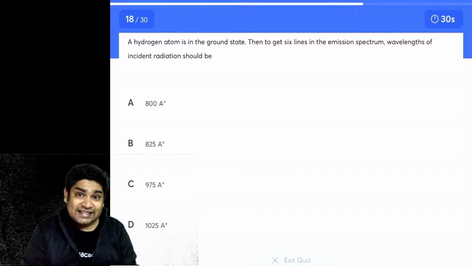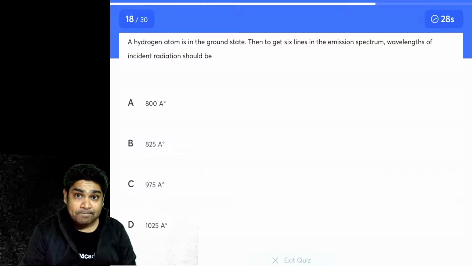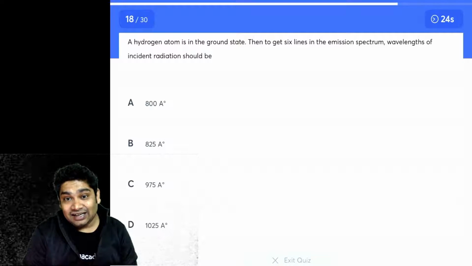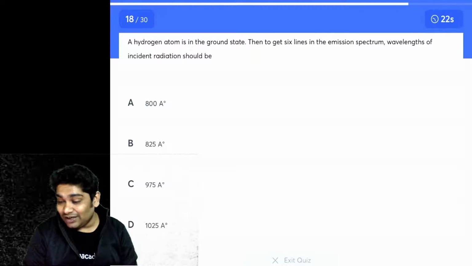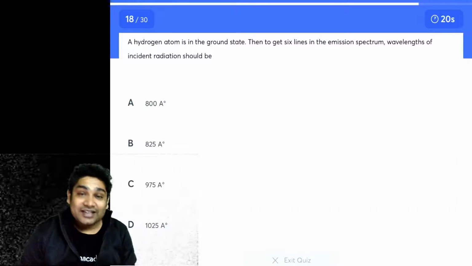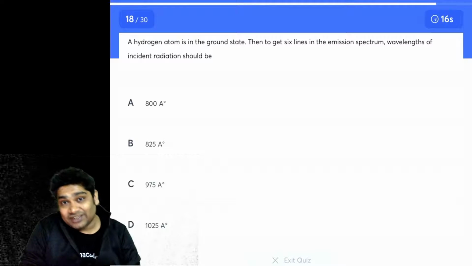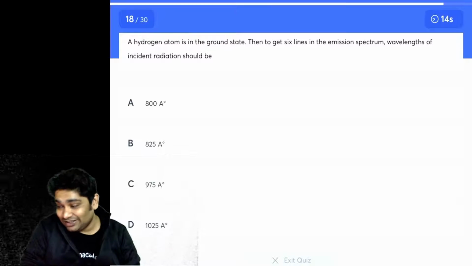So you want 6 emission lines. So to get 6 emission lines, yes, ARJ. Now you are the one who had asked for this. So we are still only on question 18. There are 30 questions in total. So 12 more questions left. You can still join the quiz, Arjun.